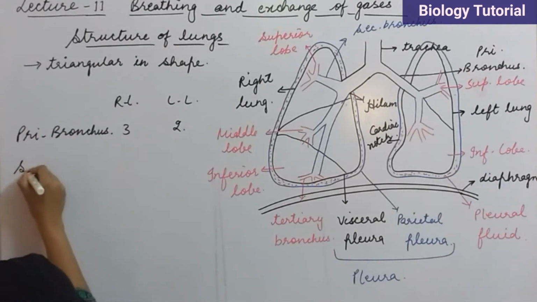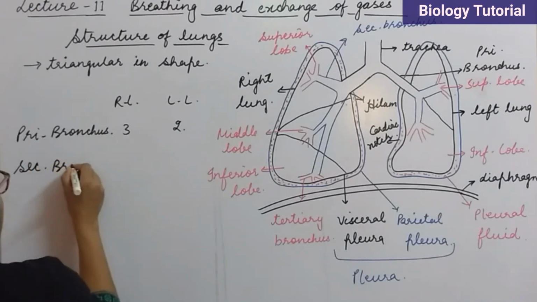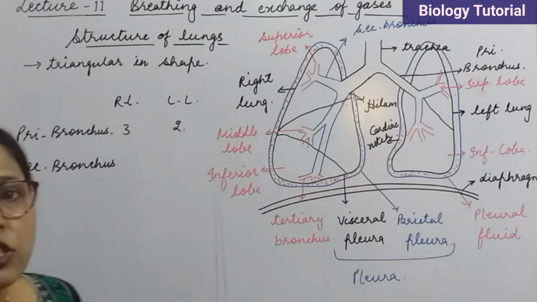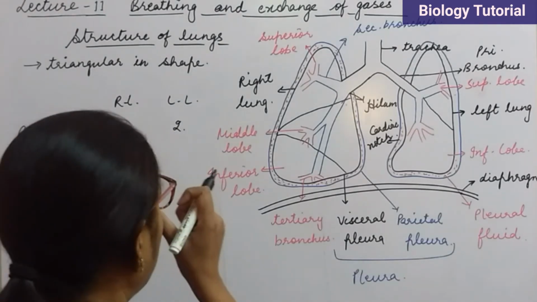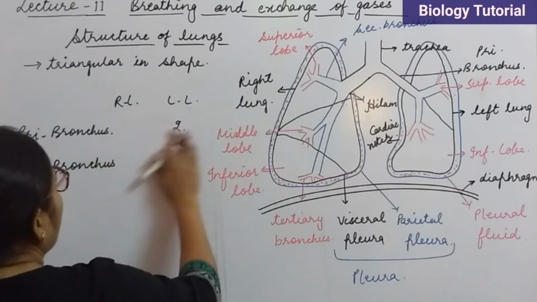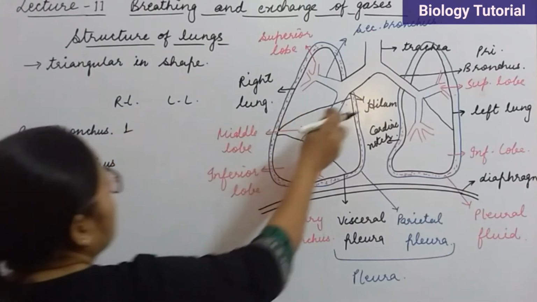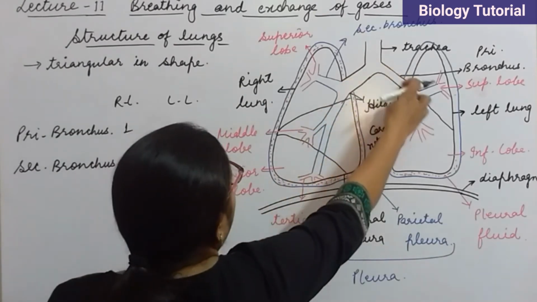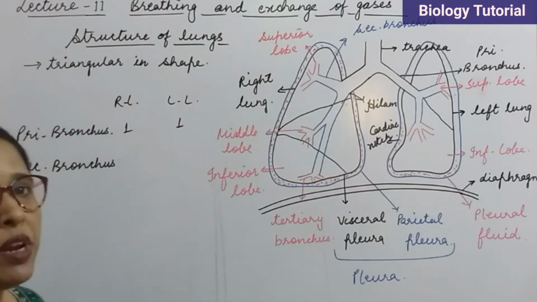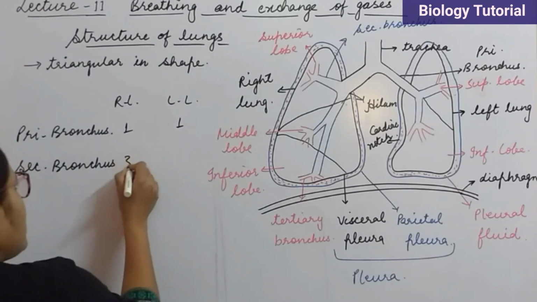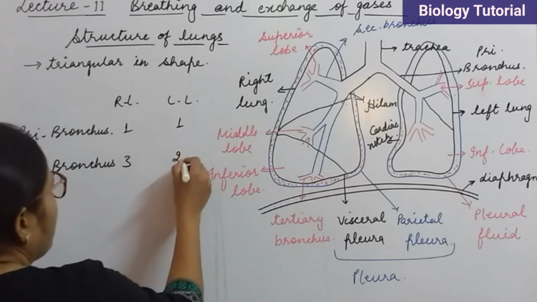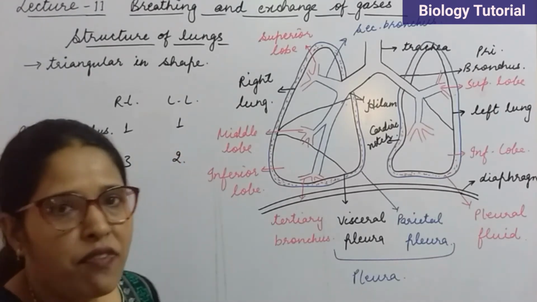Next one is secondary bronchus. Here, how many secondary bronchus are there? So, primary bronchus is 1. This is the primary bronchus and here is the primary bronchus. So, both of the lungs are having 1 primary bronchus, and 3 secondary bronchus are present in the right lung and 2 secondary bronchus are present in the left lung.